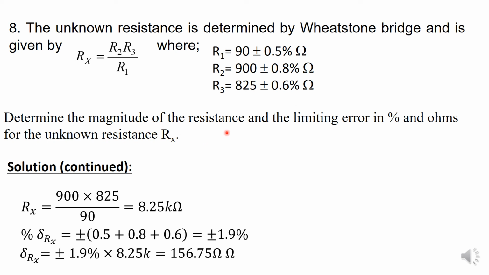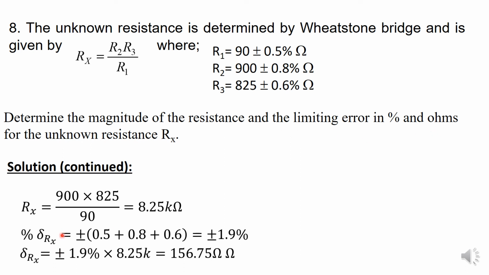Determine the magnitude of the resistance and the limiting error in percent and ohms for the unknown resistance Rx. So for the magnitude of resistance, we just use this formula. Substitute R2 equal to 900 multiplied with R3 divided by R1, we get this. So Rx is 8.25 kilo ohms.